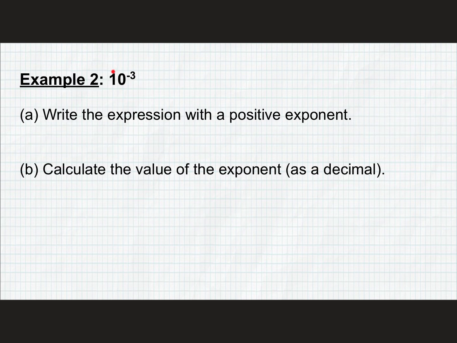We are going to do 10 to the minus 3 power. First, let's write the expression with a positive exponent. 10 to the negative 3 becomes 1 over 10 to the third because we're going to have the reciprocal base, so 1 over 10 instead of 10, and the exponent is going to change signs, so positive 3 instead of negative 3. Next, we're going to calculate the value of the exponent as a decimal. 1 over 10 to the third is 1 over 10 times 10 times 10, or 1 over 1,000, and 1 divided by 1,000 is 0.001.